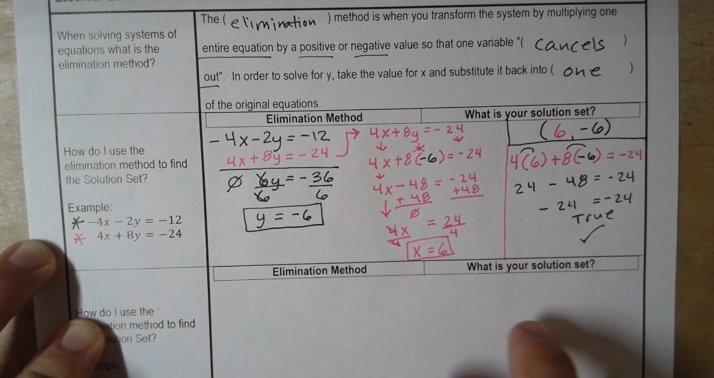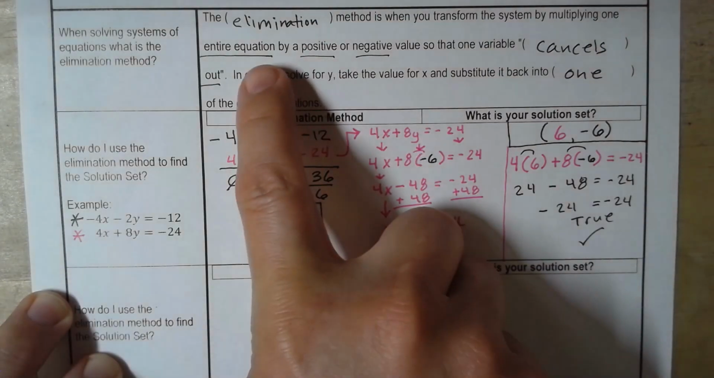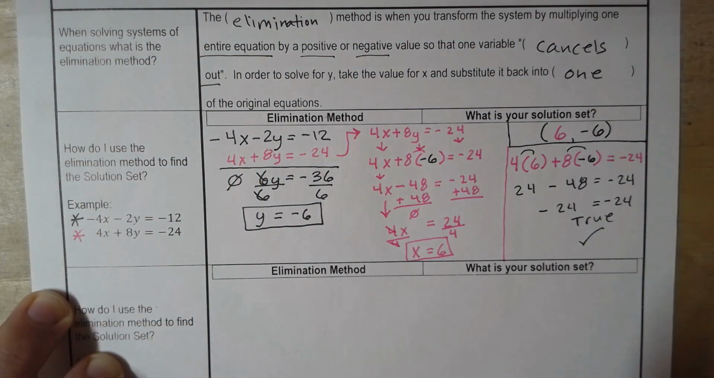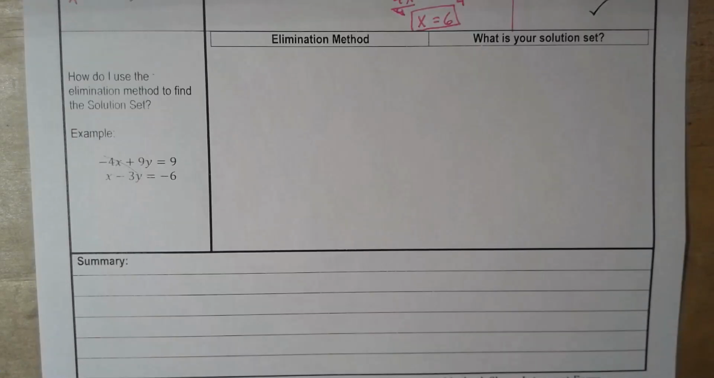So now I want to show you one more. That's going to have one additional step that we're going to have to do. It's going to take into account multiplying the entire equation by a positive or negative number, so that you can see what that looks like. And once I'm done with that, you'll be ready to solve the rest of these problems on your own.